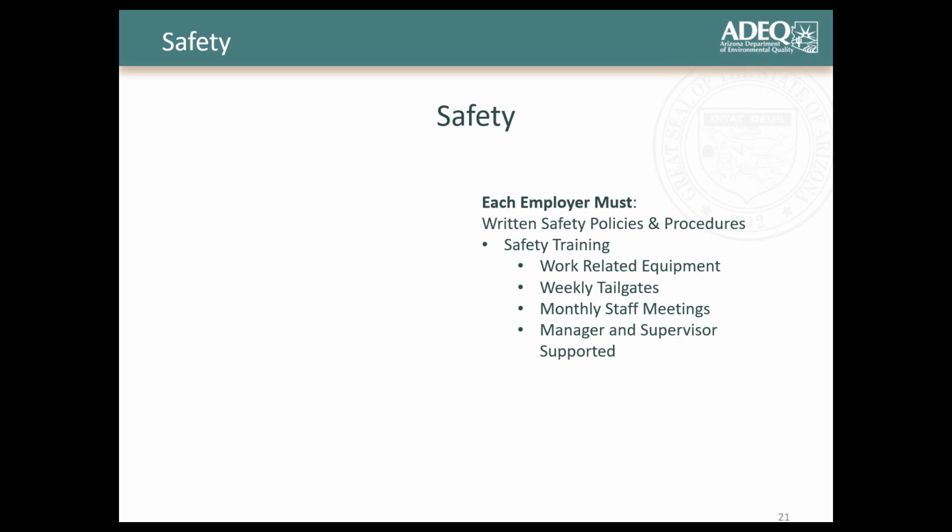You want to have those weekly tailgates. I can say this as an operator, and I can say this as a former manager, that these weekly tailgates and monthly staff meetings sometimes get ignored. As an operator, sometimes you want to get out and do what you need to do. As a manager, sometimes you get sidetracked with everything else, and you realize that your team wants to get out there. It's important to have those weekly tailgates. It's important to have those monthly staff meetings. It's important that managers and supervisors support these things.